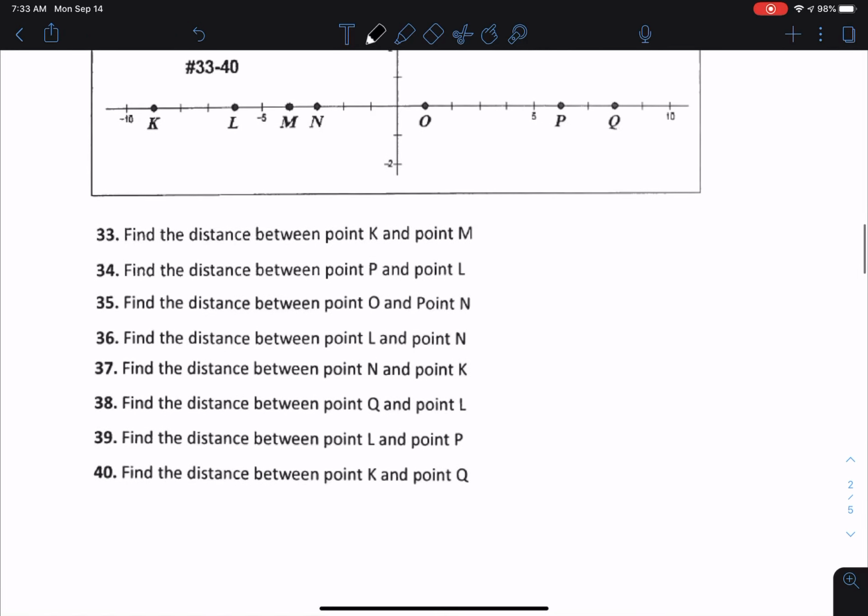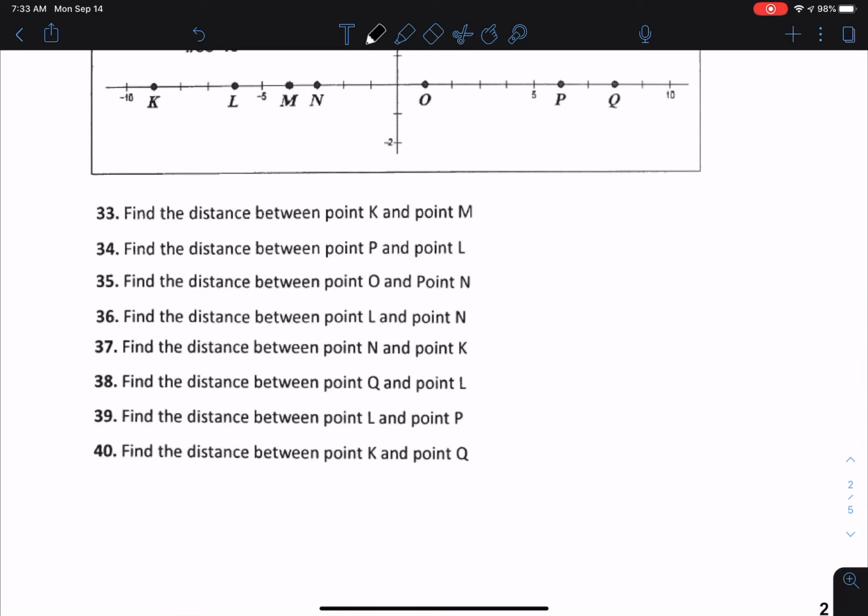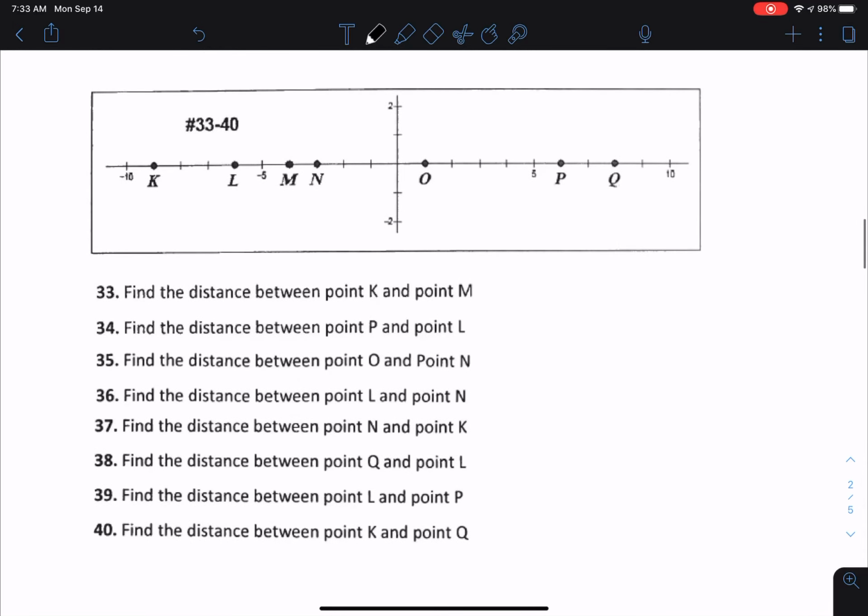Let's talk about down here at 33. Find the distance between point K and point M. So I'm at point K and point M. This should be pretty straightforward. You got one jump, two jumps, three jumps, four jumps, five jumps. If I jump 5 times, that means the distance is 5.